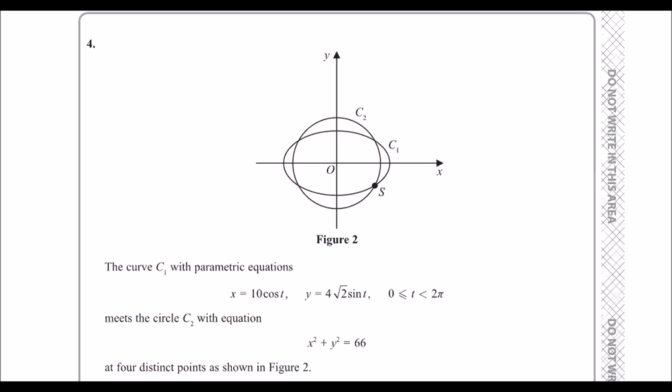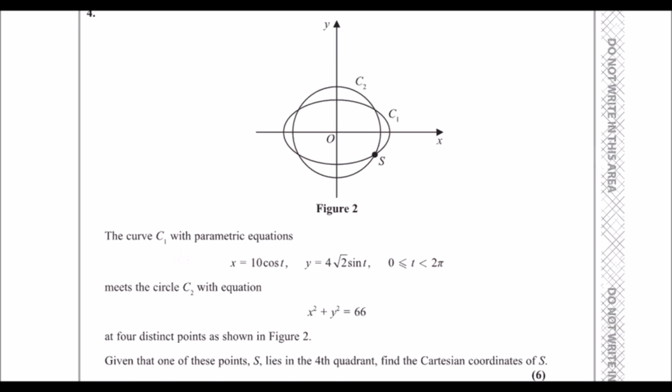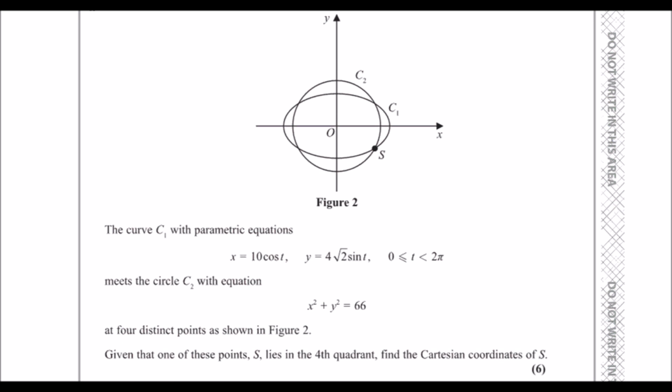Question 4. So we've got figure 2 here. We've got curve C1 with parametric equations x equals 10 cos t and y equals 4 root 2 sine t, where t is between 0 and 2 pi. And we've got a circle C with equation x squared plus y squared equals 66. They meet each other at 4 points, as shown on the diagram, and one of the points is S. We need to find the Cartesian coordinates of S.